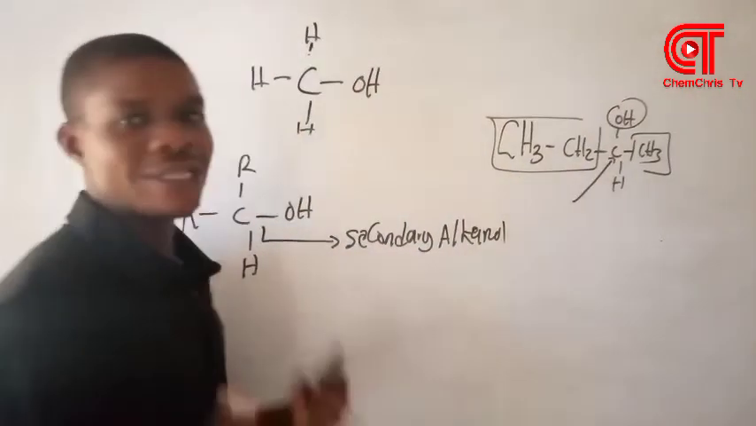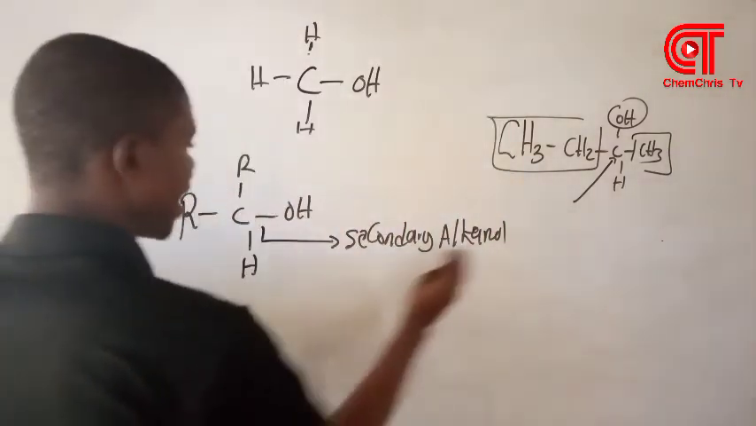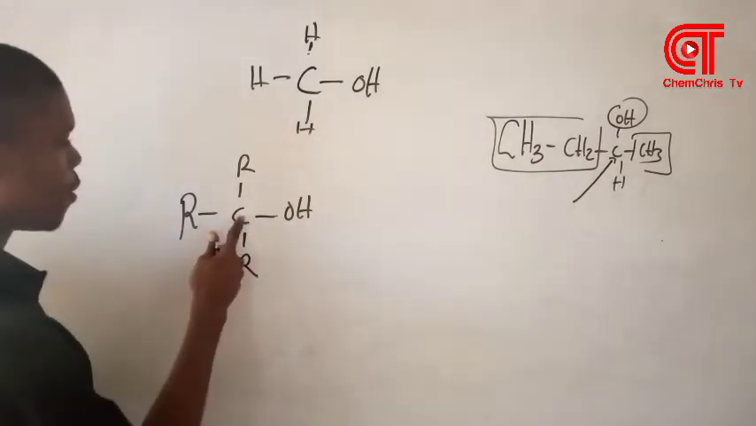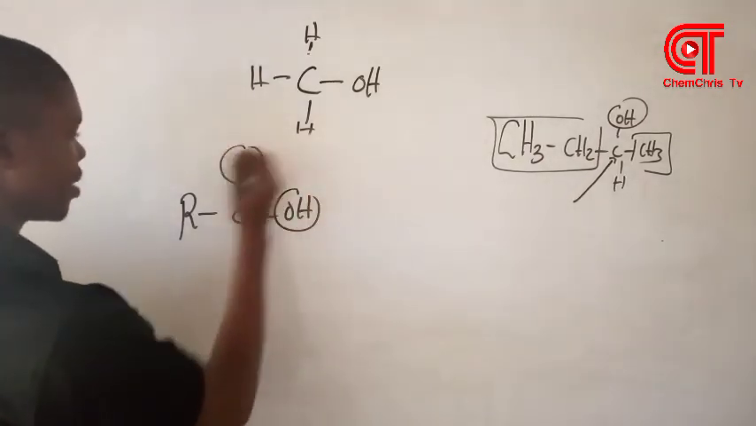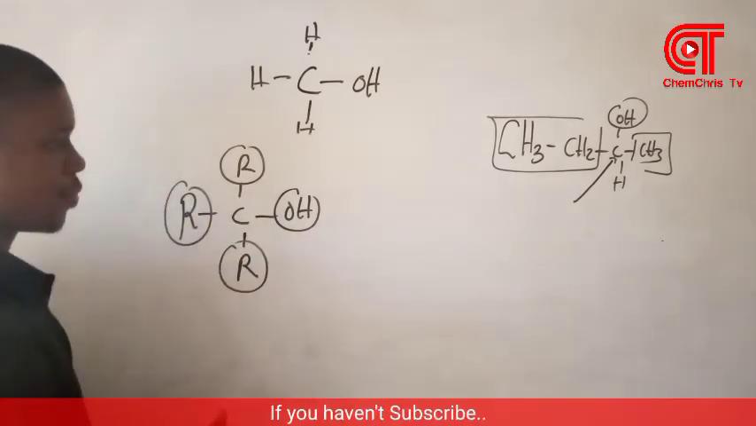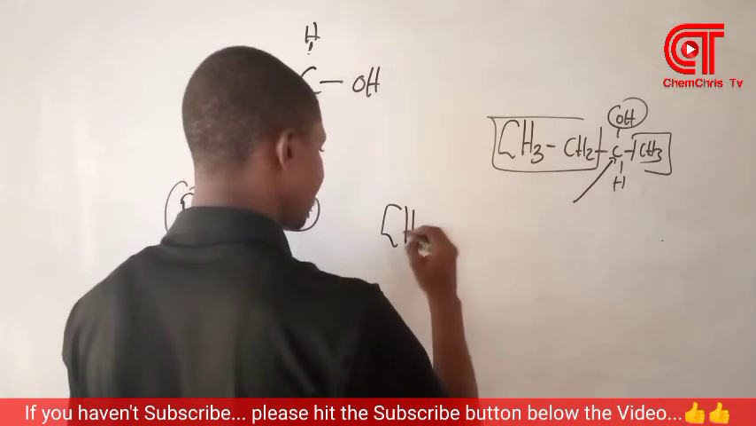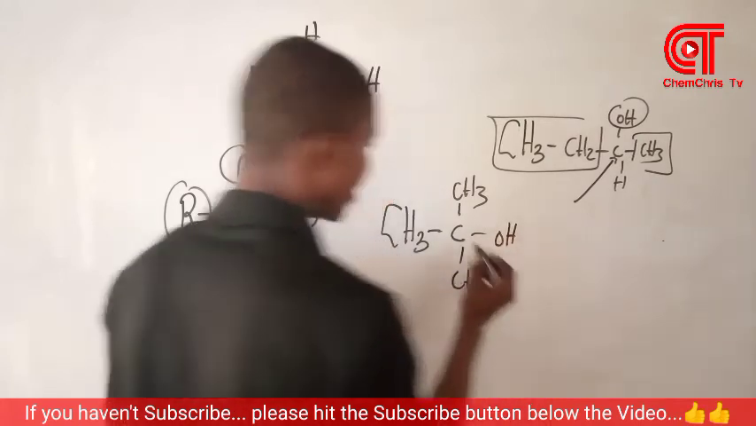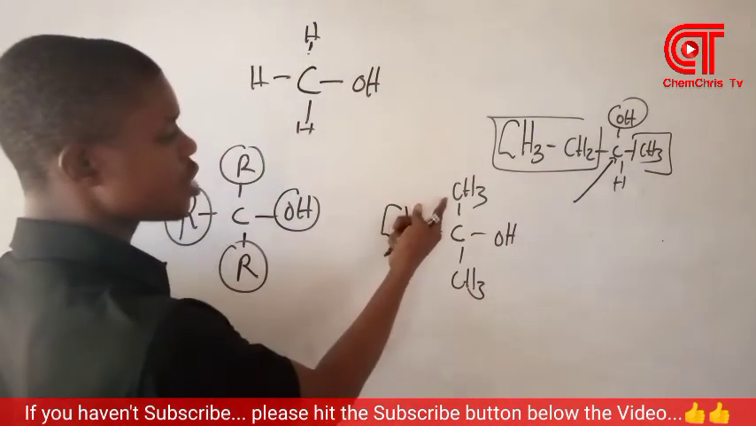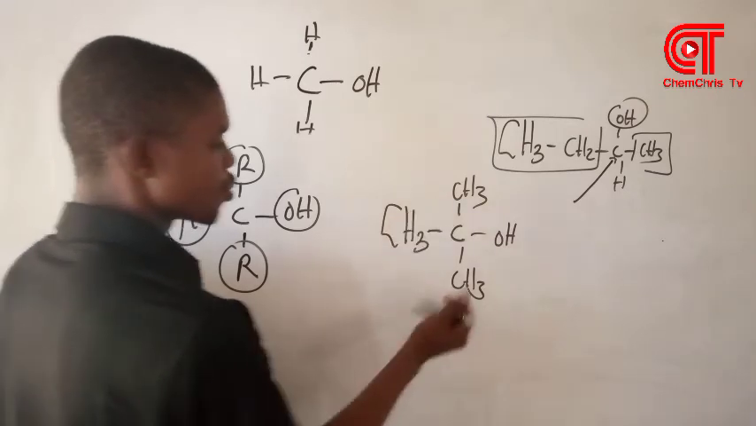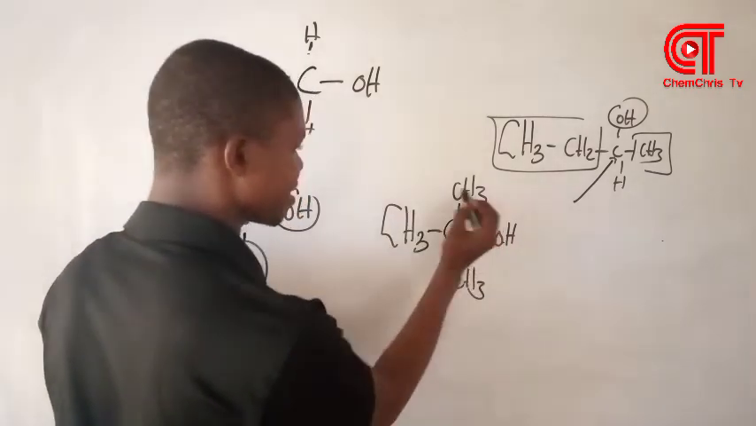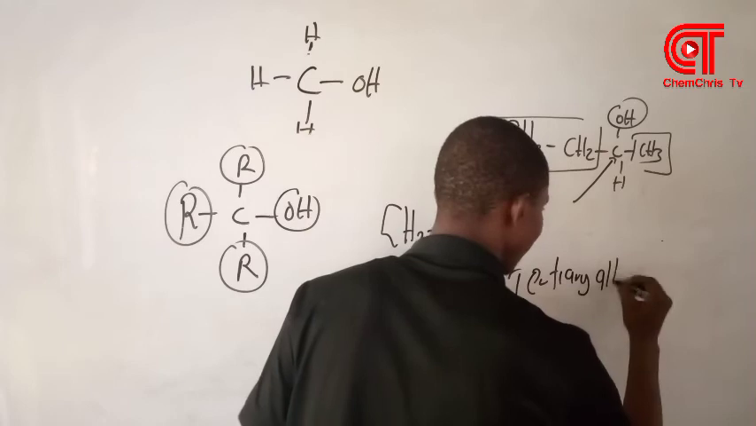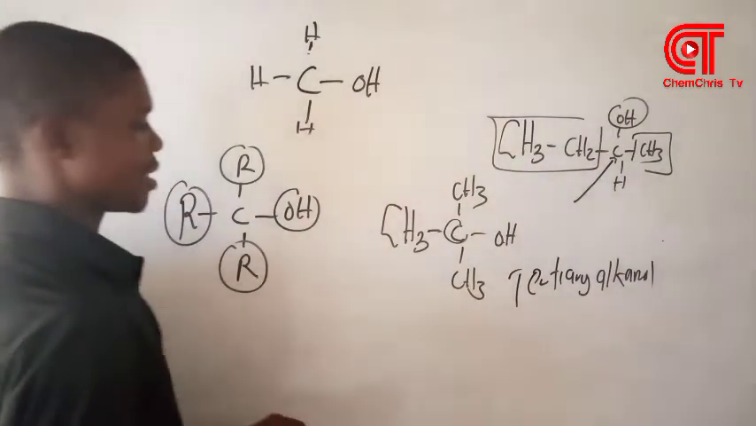So what to know is, if you now have something like this, where this carbon atom carrying the OH has three alkyl groups. It can either be CH3, CH3, CH3, OH. Remember, this alkyl group can be anything, but I'm just using the simplest alkyl. Do you get that? So this carbon atom carrying the OH is having three alkyl groups. So here it's called tertiary alkanol. Tertiary alkanol.